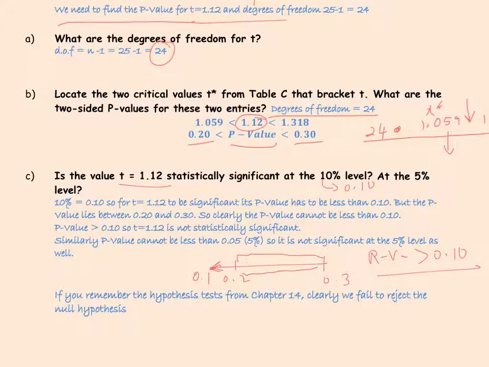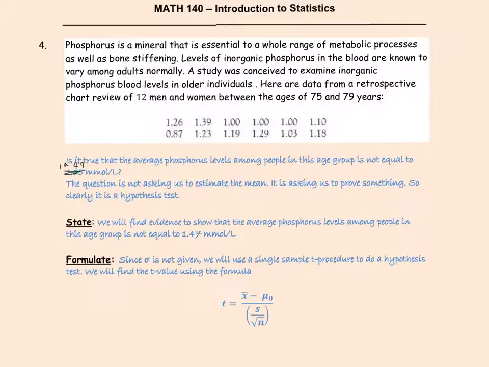Now 0.05 lies to the left. So 0.05, that's 5%, lies outside this range of values. So it lies outside but to the left. So clearly the p-value, which lies in this range 0.2 to 0.3, is greater than 0.05. So we do not have a statistically significant result at the 10% level and at the 5% level.